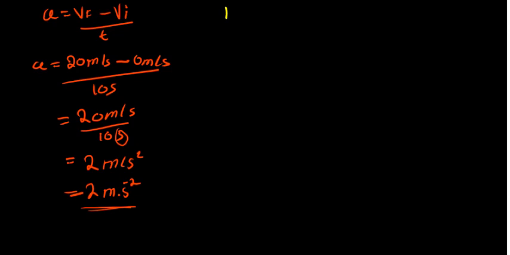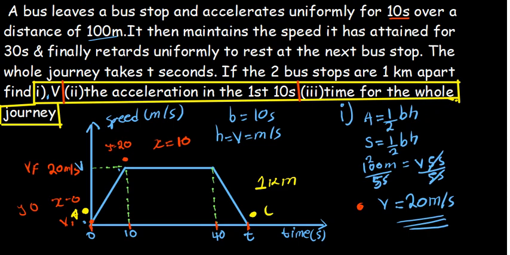So we have been told we have 1 kilometer, and we want to convert this into meters. We know that 1 kilometer is just equal to 1,000 meters. So meaning the total distance that we have is 1,000 meters. Now, how is this related to us finding the time for the whole journey?